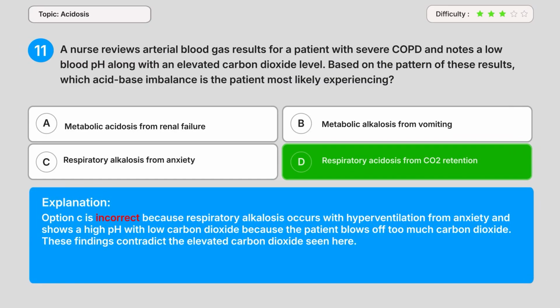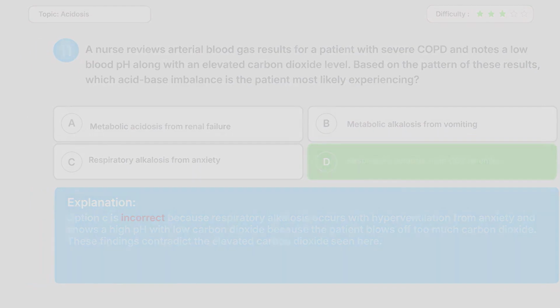Option C is incorrect because respiratory alkalosis occurs with hyperventilation from anxiety and shows a high pH with low carbon dioxide because the patient blows off too much carbon dioxide. These findings contradict the elevated carbon dioxide seen here.